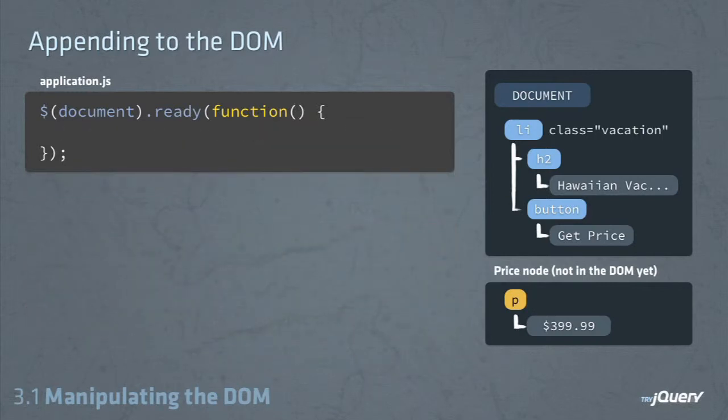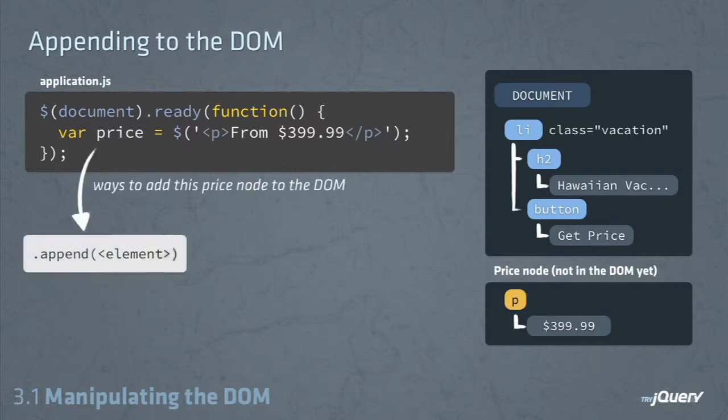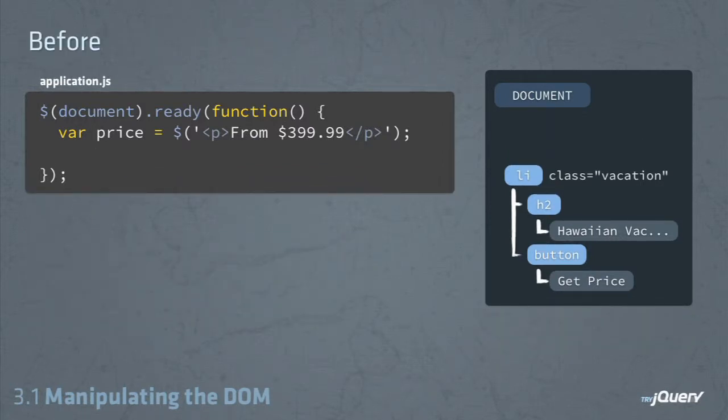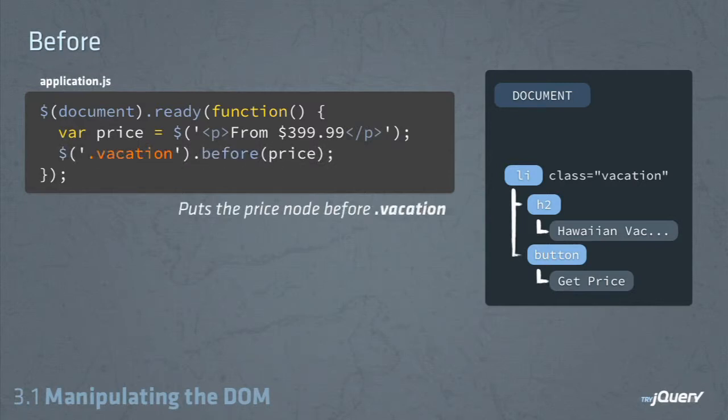Now let's move that price variable into our application.js, and there's a couple different ways that we can add that node into our DOM. We could use the append method, the prepend method, the after method, or the before method. And we're going to go into more detail on what each of these would do. First, we need to select a node out of our DOM, which will serve as a reference point to put our price node, in this case, before. So we're grabbing the vacation class element, and then before the vacation class, we're adding the price node.